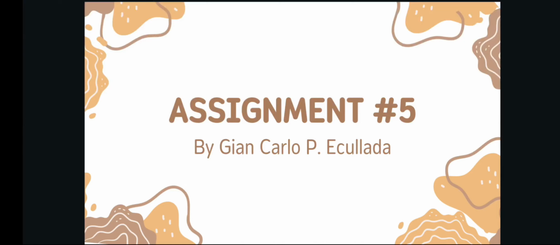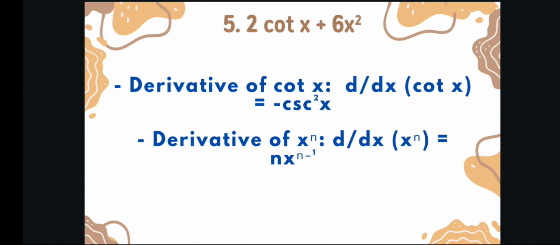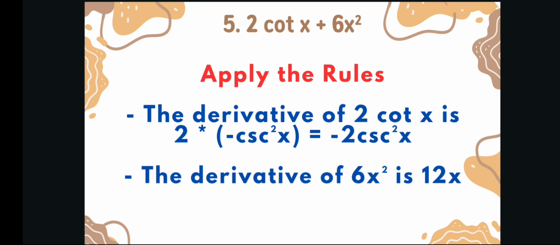I was tasked to report assignment 5 number 5. The given function is 2 cotangent x plus 6x squared. As you can see, these are equations for finding derivatives. So first, let's apply the derivative rules.